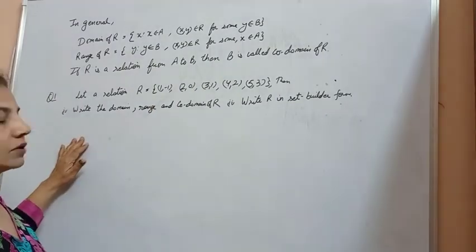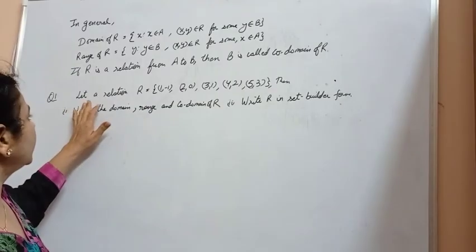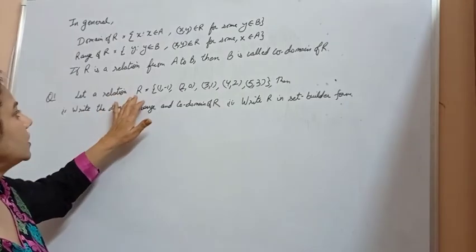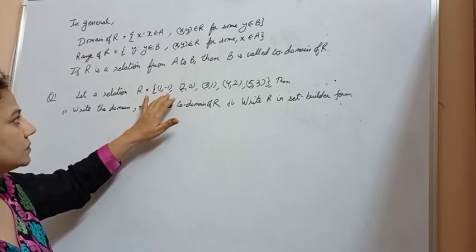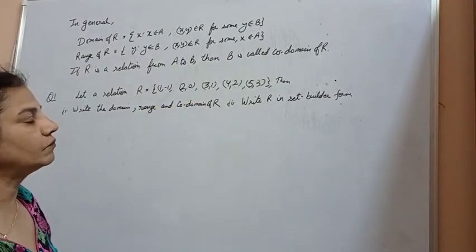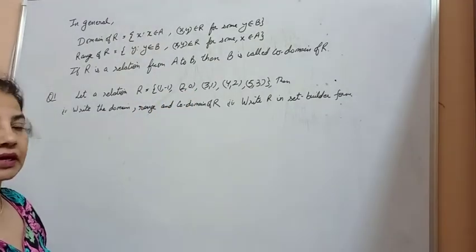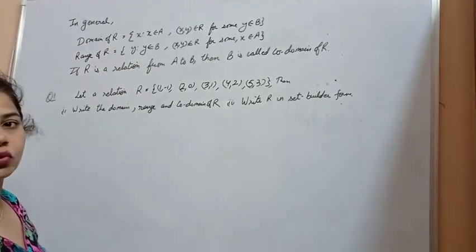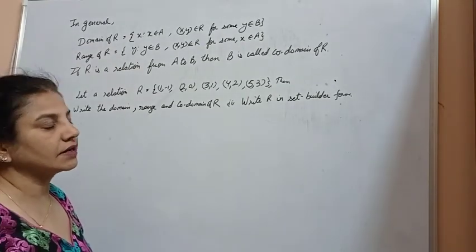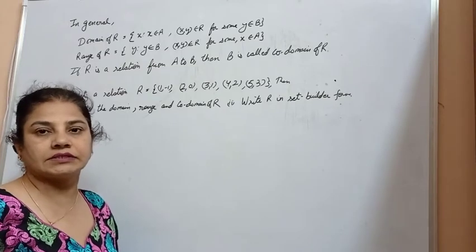Let us do this question. Let a relation R be equal to {(1, -1), (2, 0), (3, 1), (4, 2), (5, 3)}. Then write the domain, range and codomain of R, and write this relation R in set builder form.